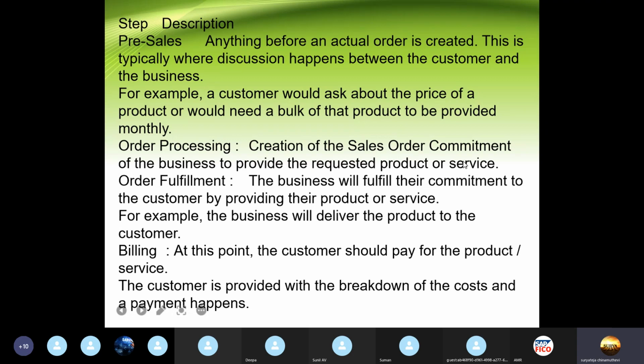Creation of the sales order, commitment of the business to provide the requested product or service. And then order fulfillment. The business will fulfill their commitment to the customer by providing their product or service. For example, the business will deliver the product to the customer. And then comes the billing. At this point, the customer should pay for the product or service. The customer is provided with the breakdown of the costs and a payment happens.